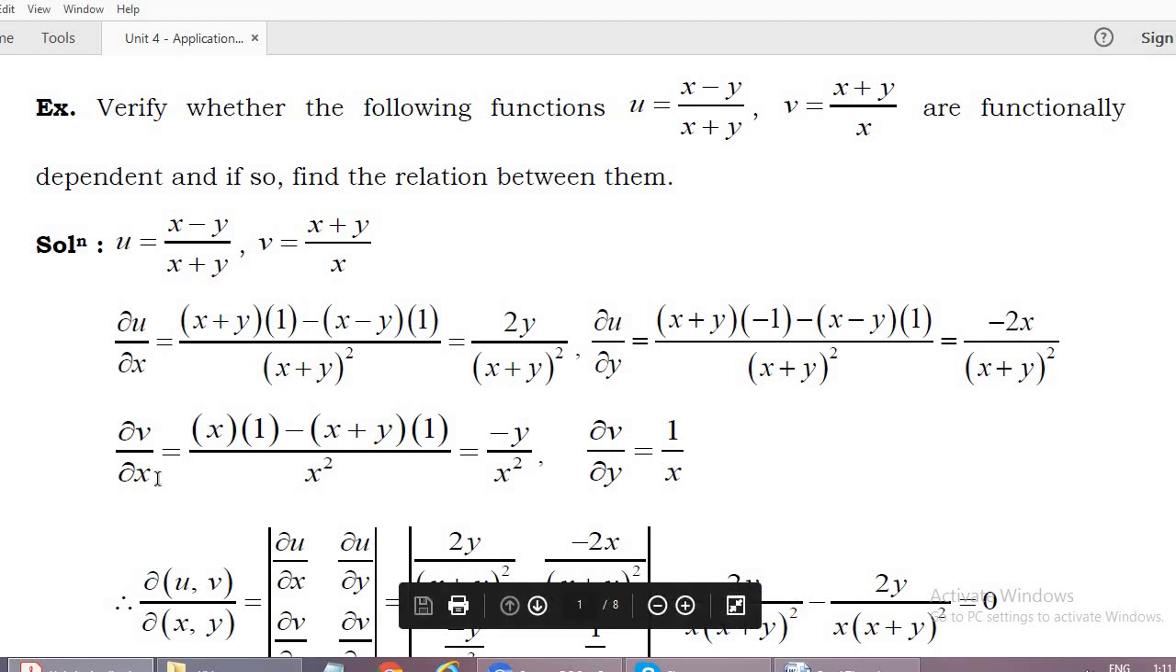Derivative of v partially with respect to x: 1 upon x square, and then x into derivative of x plus y partially with respect to x, that is 1, minus (x plus y) into derivative of x partially with respect to x, that is 1, and that is equal to minus y upon x square. Finally, derivative of v partially with respect to y: 1 upon x is constant, and derivative of x plus y partially with respect to y is equal to 1.